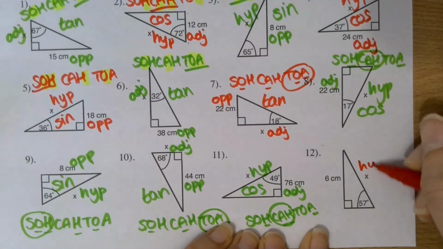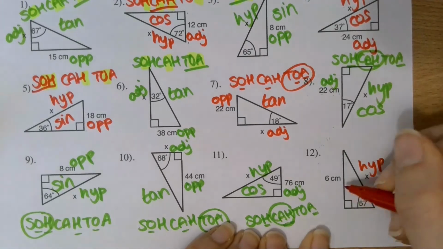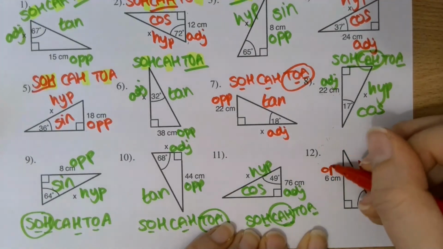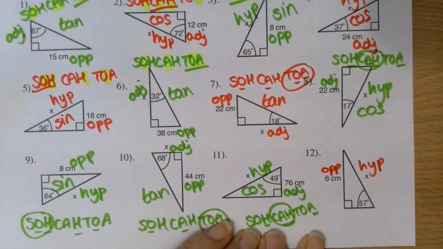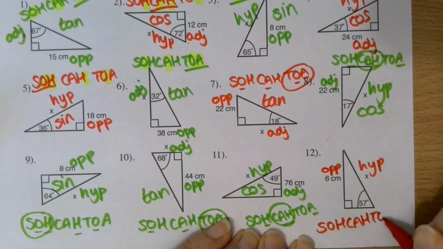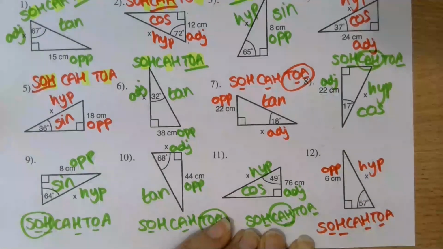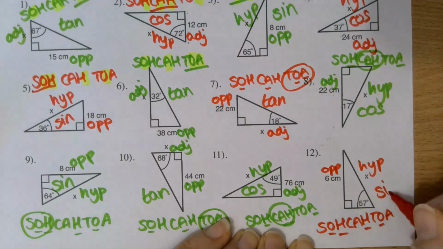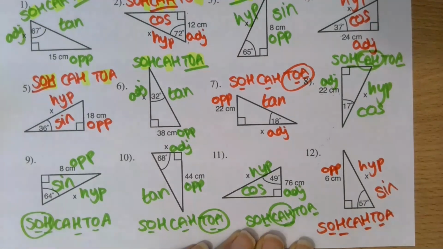And last but not least, I'm going to switch back to red now because I've remembered. X is the hypotenuse, 57 is the angle, and 6 is opposite to it. So it's opposite. I don't care about the adjacent. Write out your SOHCAHTOA. O for opposite, H for hypotenuse, and this final question would be a sine formula.